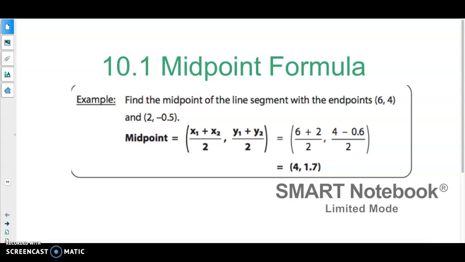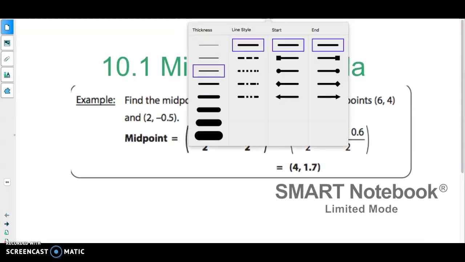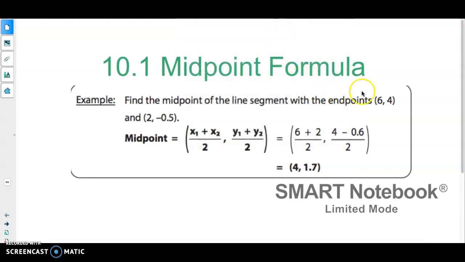All right, so this video goes over 10.1, which is talking about the midpoint formula. Below here, I have just showed you an example of the midpoint formula and a reminder of what the midpoint formula is. If you're given two endpoints, then we can label those x1, y1, x2, y2. Then we use our formula to put all of our information in, and we can solve for our midpoint here, okay?